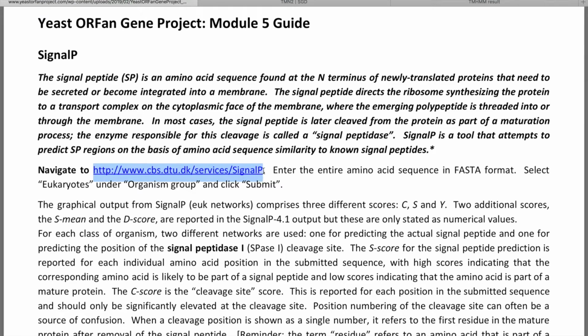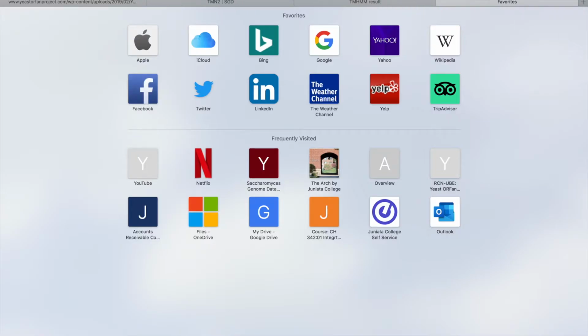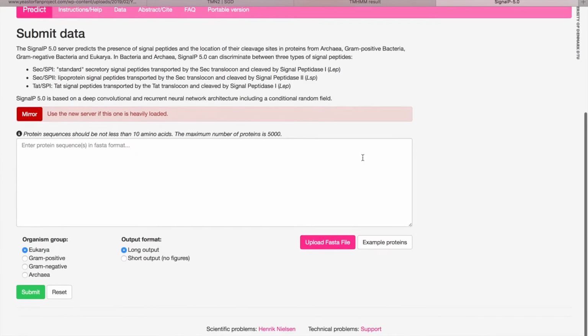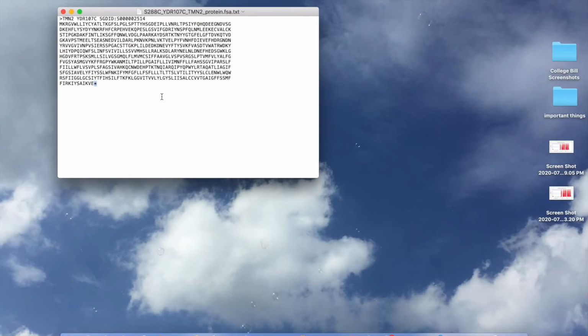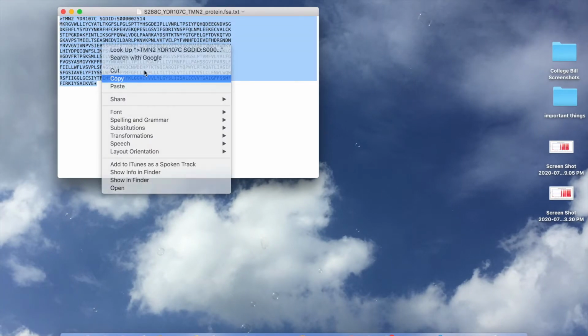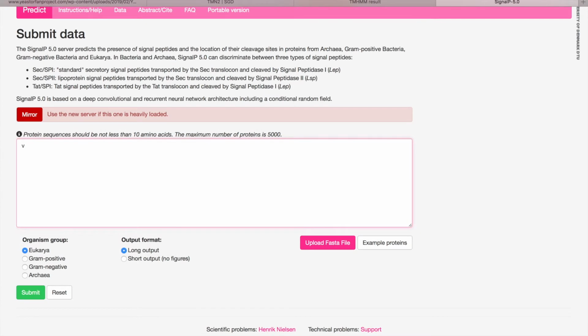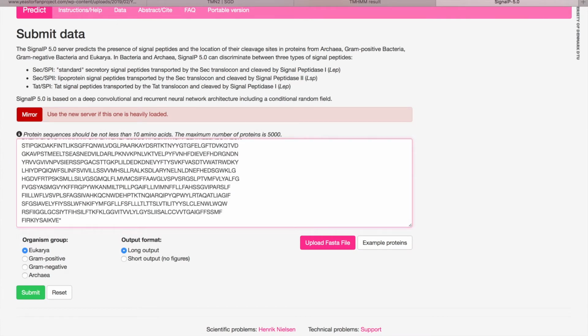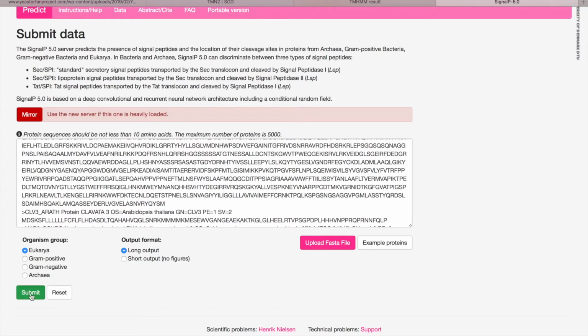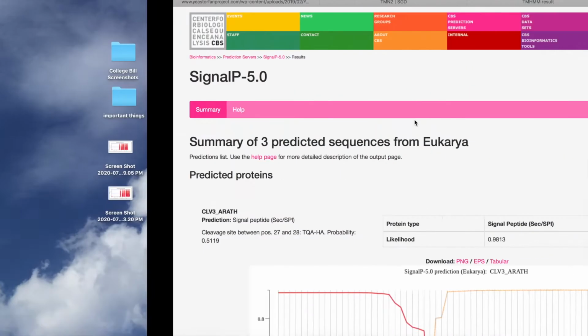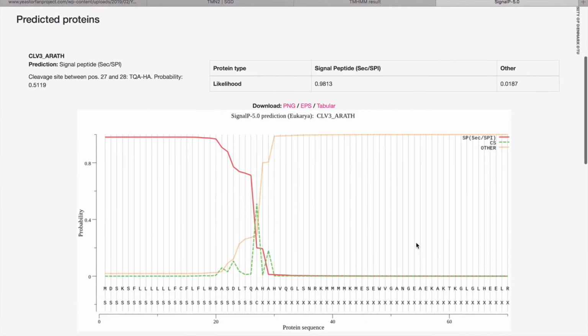So I'm going to open that and go and get my FASTA sequence. You want to make sure you have eukarya selected for organism, and then you would click submit. I'm going to change mine for the example proteins to use today, and wait for it to load. So this is what it looks like when it's loaded.